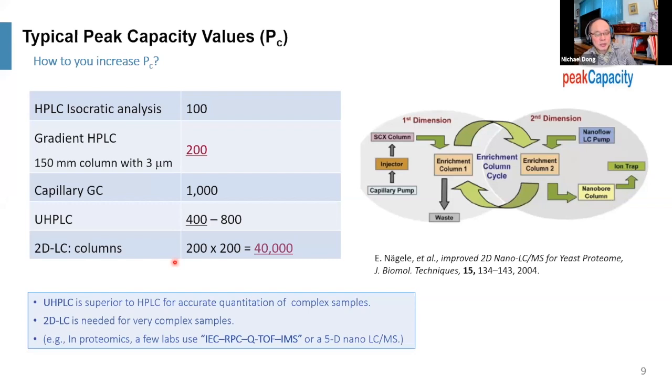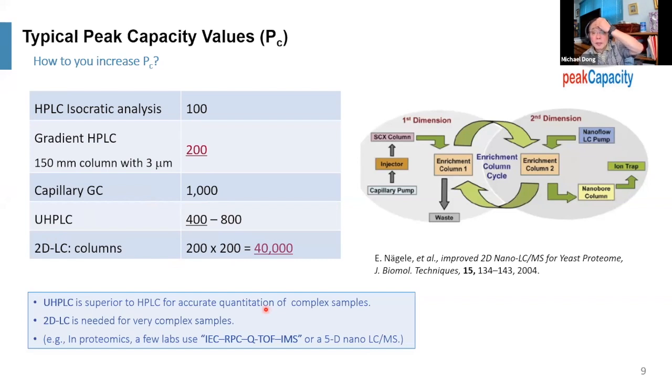People complain about HPLC because the peak capacity is not as good as capillary GC. Capillary GC can do 1,000 very easily. However, with UHPLC, ultra high pressure LC, we can easily get 400. And if you use a longer time, you can, without a lot of trouble, get to 800. So it's getting close to capillary GC.